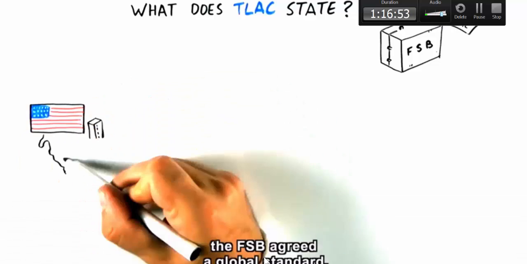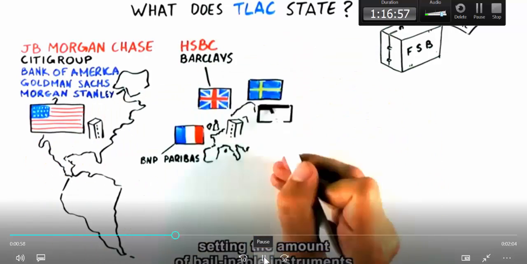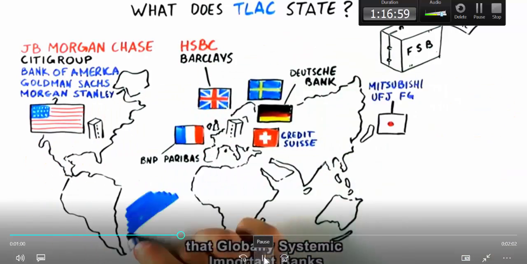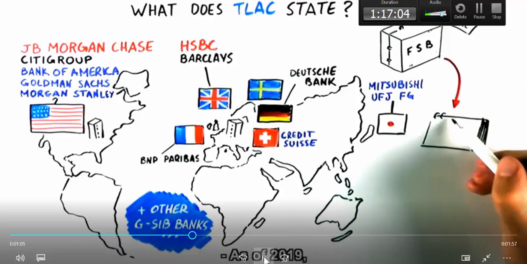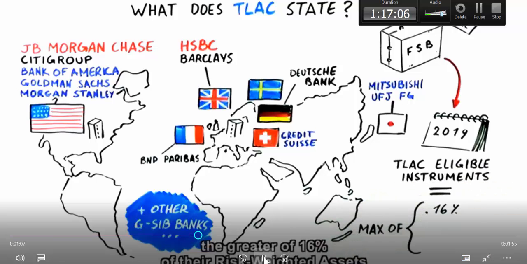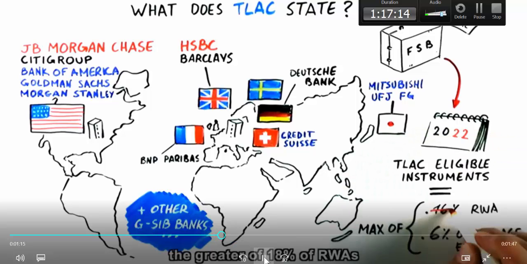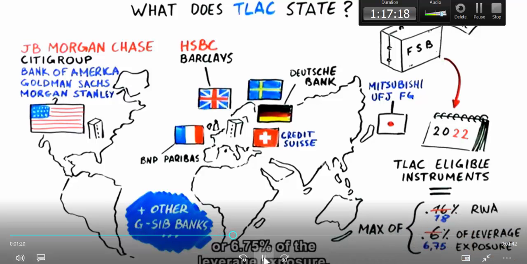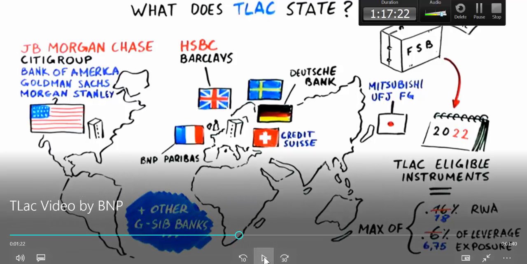Okay. The FSB agreed a global standard, TLAC, setting the amount of bail-inable instruments that globally systemically important banks are required to maintain. As of 2019, the greater of 16% of their risk-weighted assets, or 6% of the leverage exposure. As of 2022, the greater of 18% of RWAs, or 6.75% of the leverage exposure. Okay, now it's worth stopping here briefly.